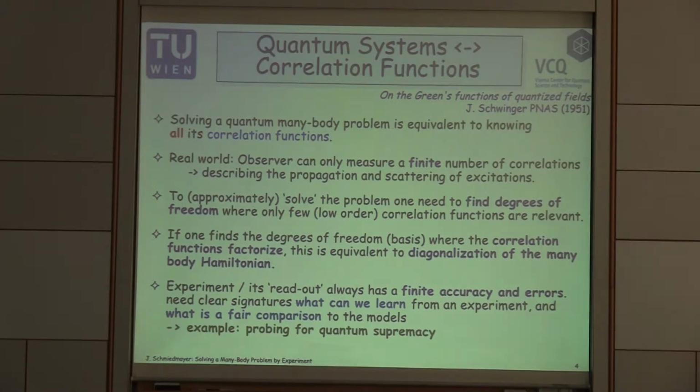And what it means to approximately solve the problem is basically to find the degrees of freedom where only the low order correlations really have relevant information.